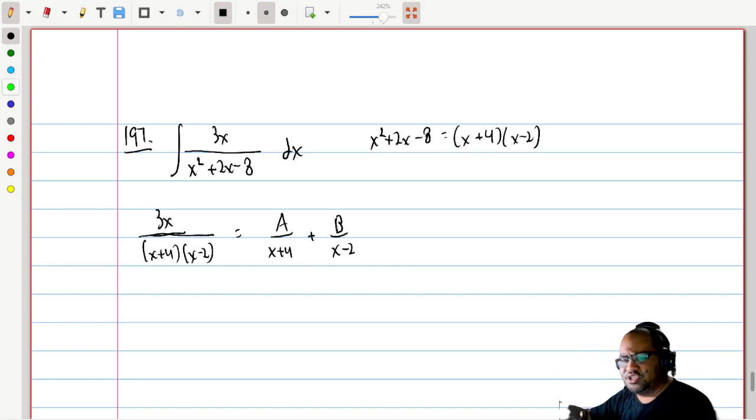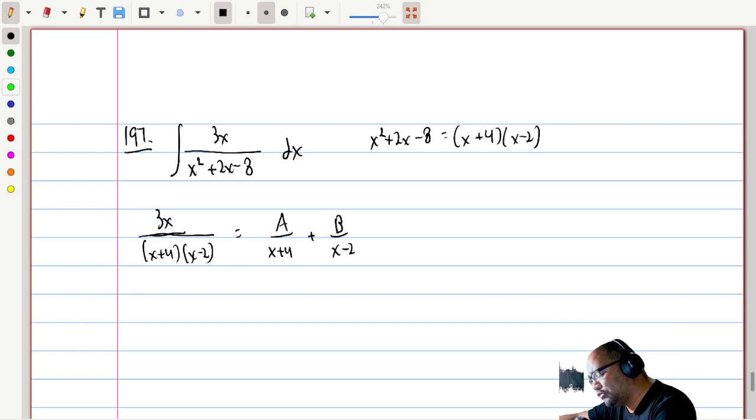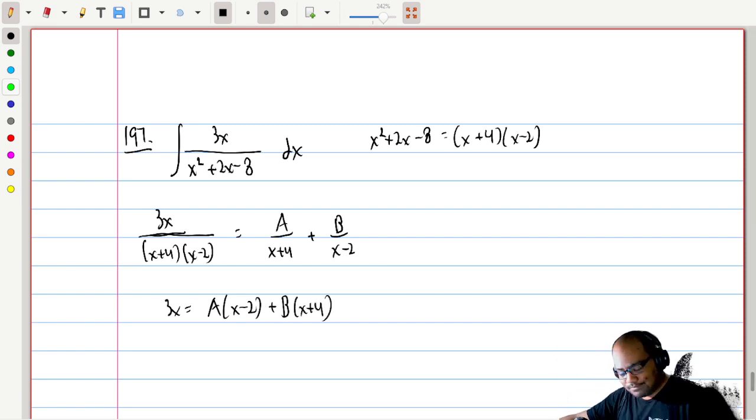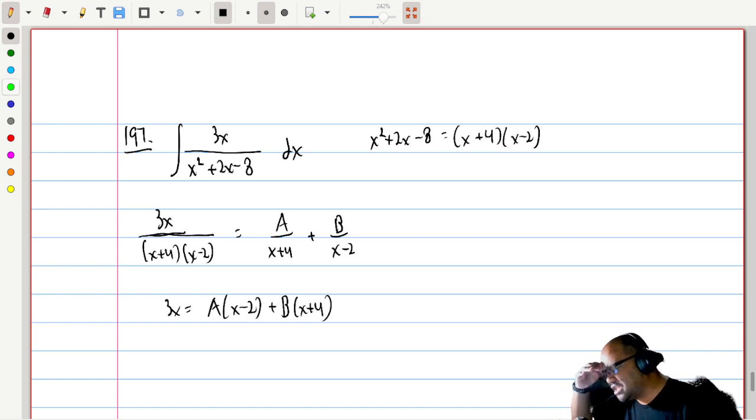So there's lots of ways you can do this. I actually learned a way to do this in complex analysis, something about residues, a nice clever way of cover up. But you clear the fractions here, and when you do that, you get 3x equals a times x minus 2 plus b times x plus 4. And now you just choose some clever values of x, or you can set up a system of linear equations if you like, linear algebra. I like the cover up method for this one. It takes care of things pretty easily.